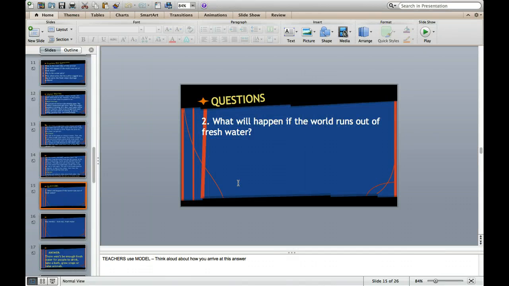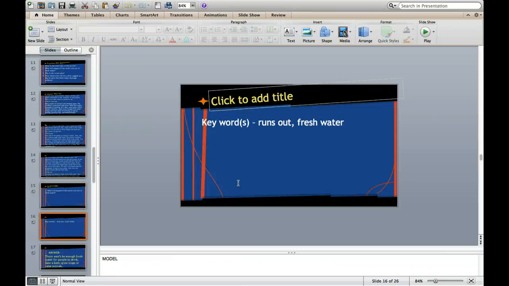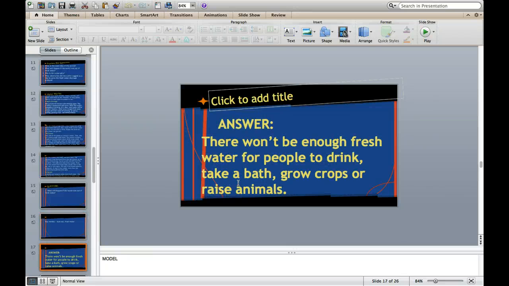All right, now I'm not going to answer the main idea question first, because it's the hardest question. I'm going to go through all the other questions, and then when I'm pretty sure I know what the author was really trying to tell me in this article, what's the author's message, that's what I'm going to write for the main idea. So for what will happen if the world runs out of fresh water, the key points of that question are runs out and fresh water, and you should have had an answer like this.